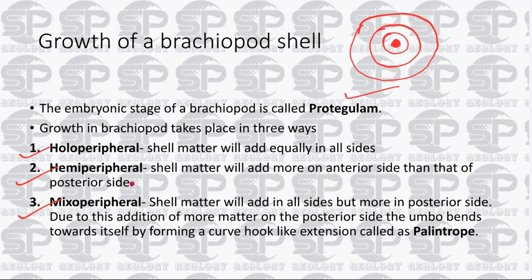In hemiperipheral growth, the shell matter is added more on the anterior side than on the posterior side. So the shell will be like this. This is the posterior side, where matter addition will be less. On the anterior side, matter addition will be more. So the shell will be transverse.